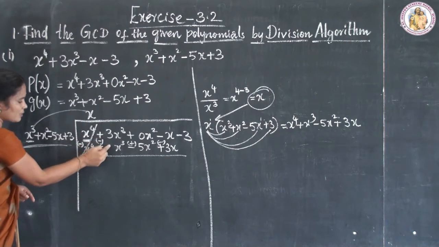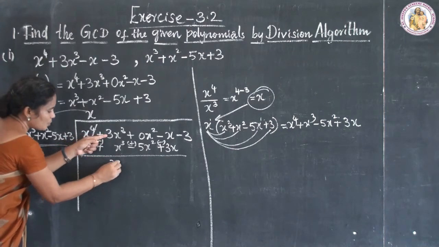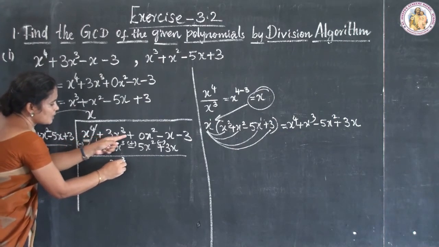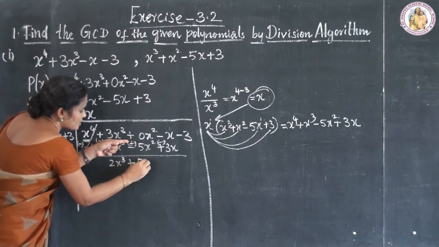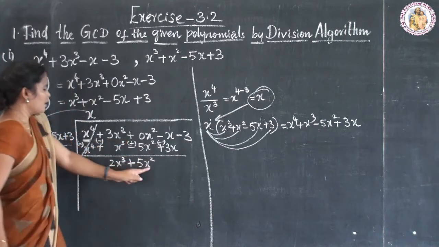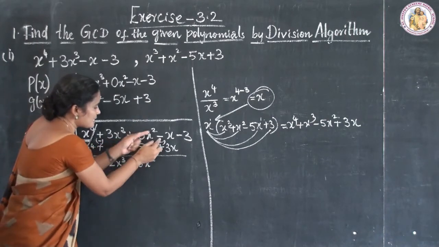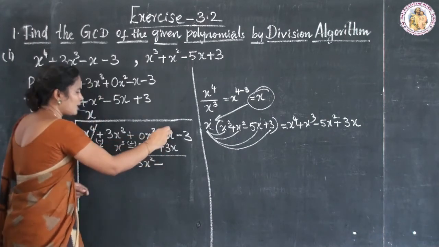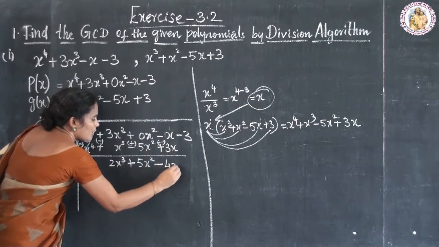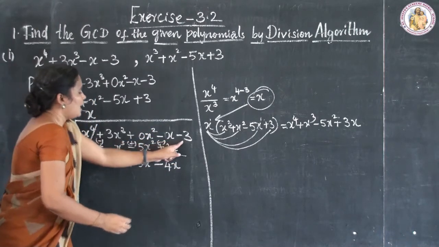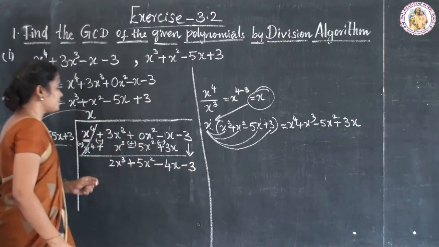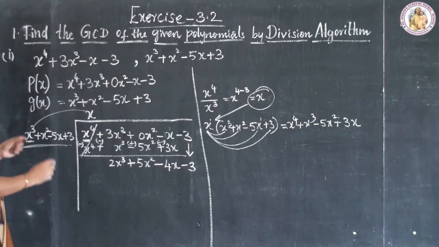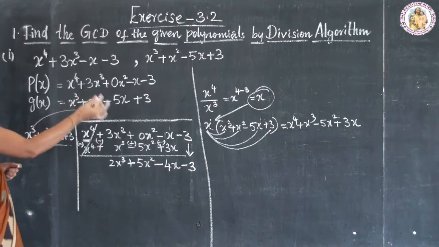3 minus 1 is 2, so 2x cube. Same sign, add: 5x square. Same sign, add 3 plus 1, 4x. And take the next term. Now again the same step, no changes at all.